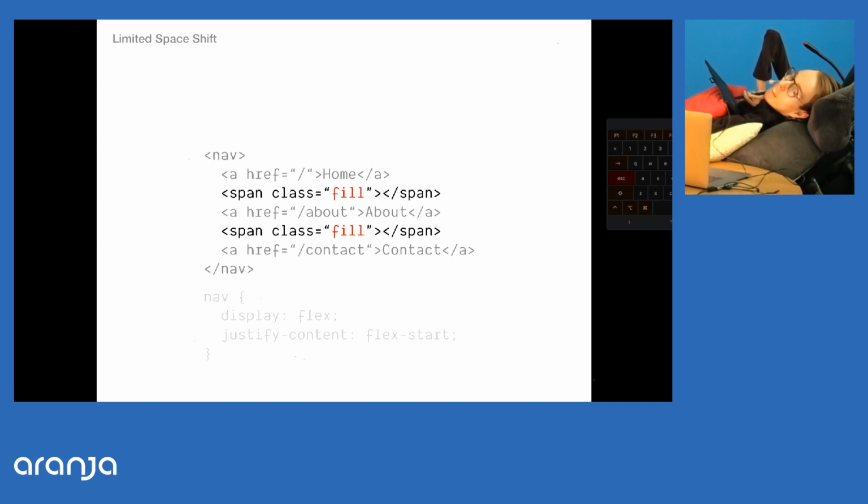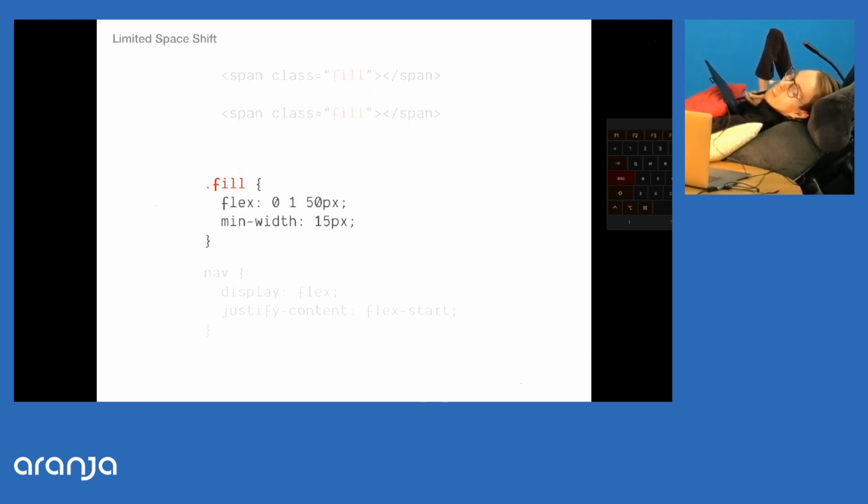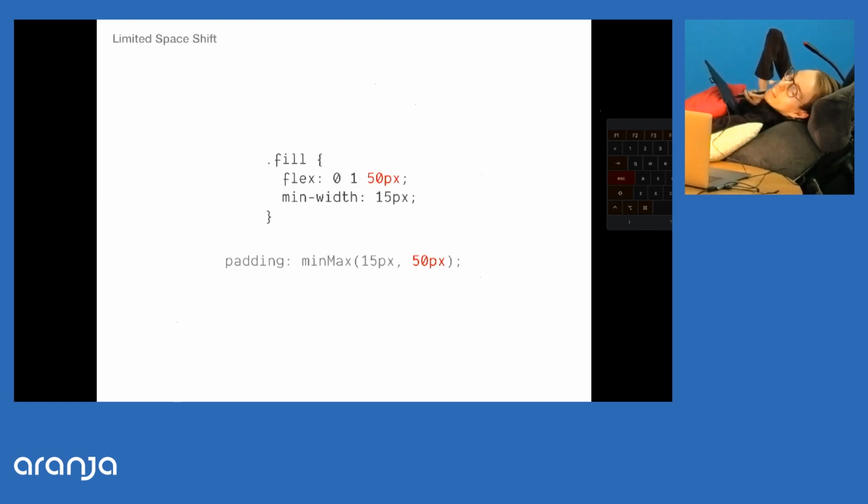Now we're going to add span elements between the links, and we're going to make those fill the rest of the space. So these fill elements have a flex grow of 0, a flex basis of our maximum value, and a flex shrink of 1, but it never goes below 15 pixels. So min width of 15. So if you look at our min-max function, it will correspond like this. Flex basis is our max value, and min width is our min value.